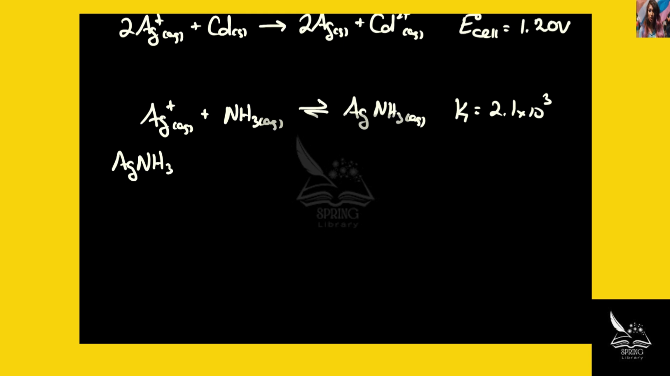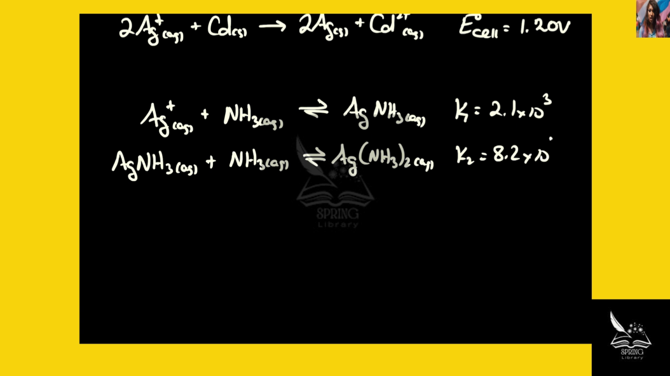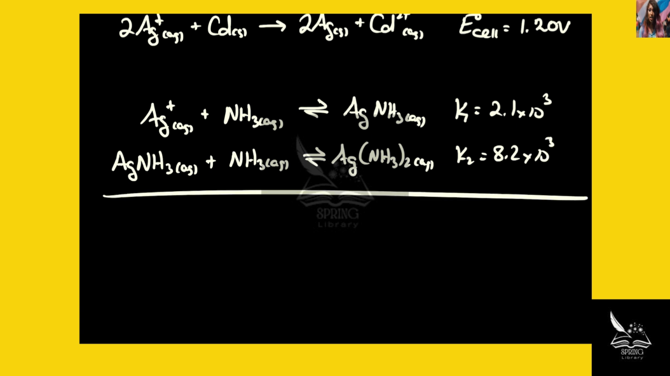And we'll have AgNH3+ plus NH3 in equilibrium with Ag(NH3)2+. K2 here is equal to 8.2 times 10 to the 3.